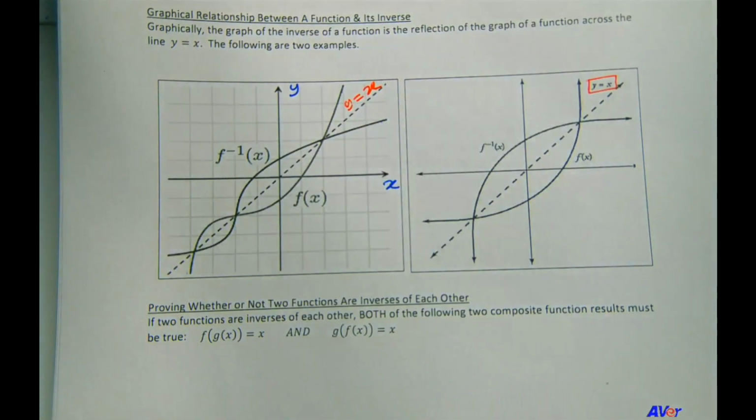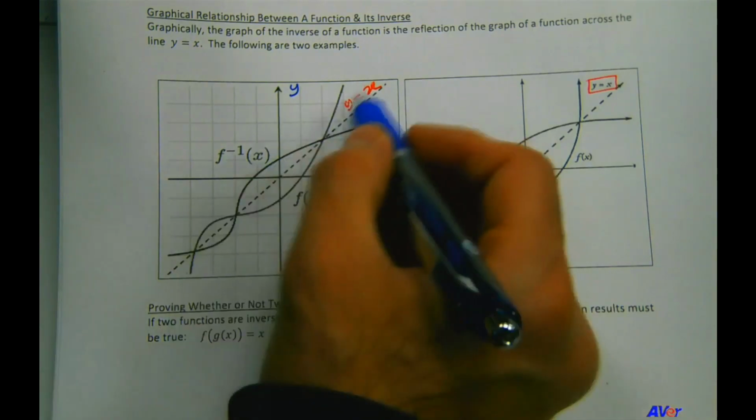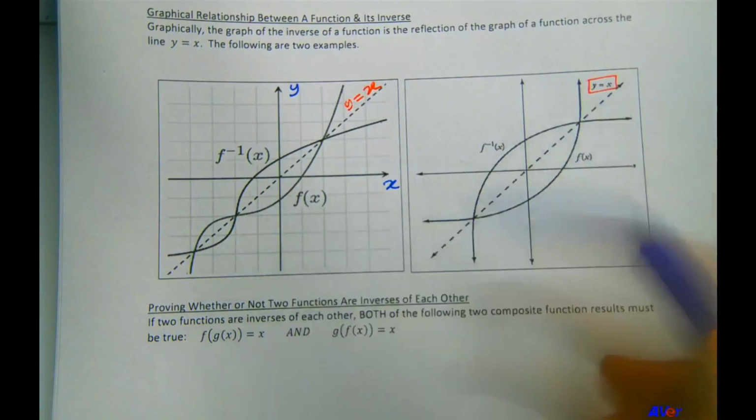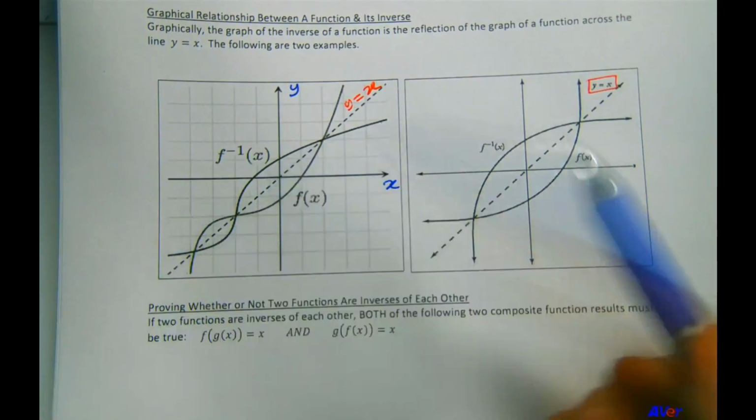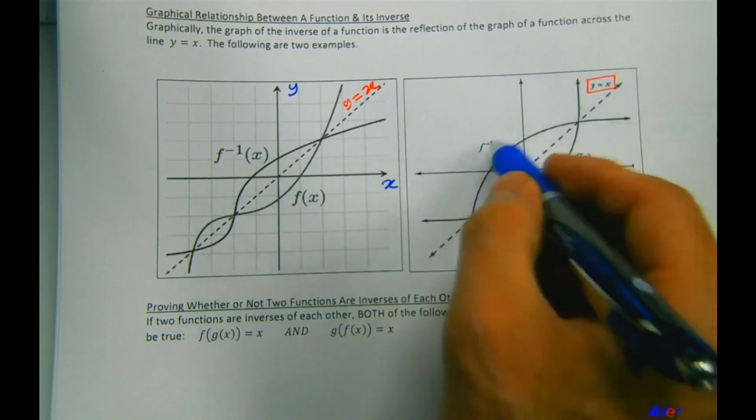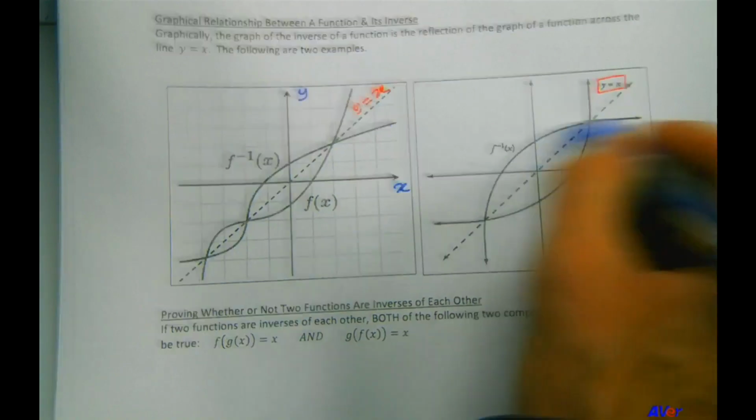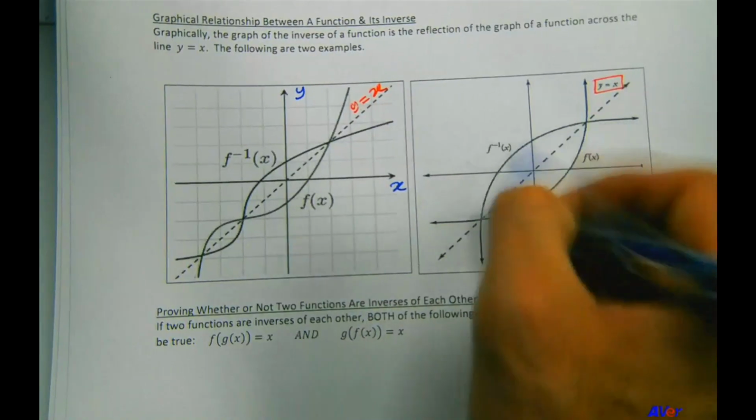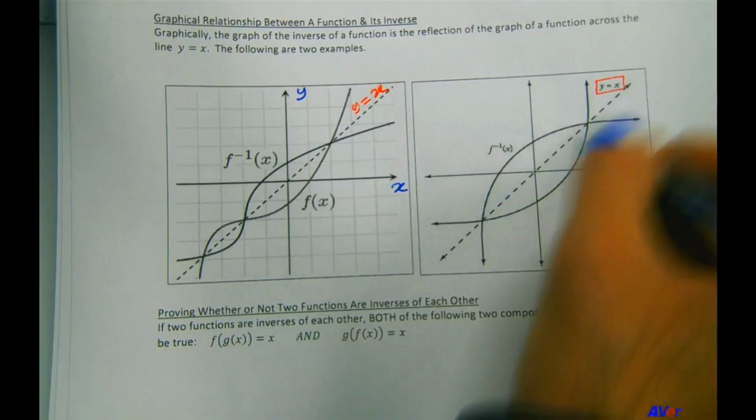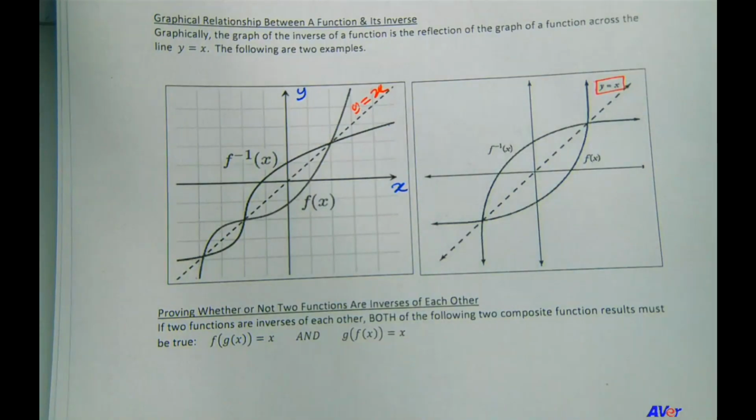So let me say that again. Graphically speaking, the inverse of a function is the image of the original function across the y equals x line. This example shows that too: f of x is that curve, and the inverse of this function has this graph. So the graph of the inverse function is the image of the graph of the original function across the y equals x line.